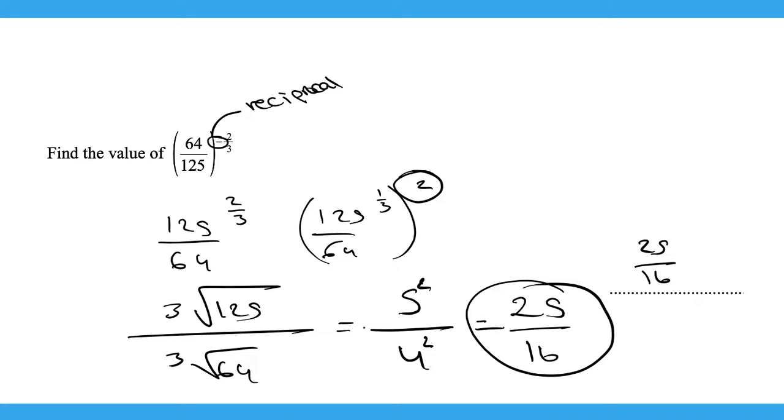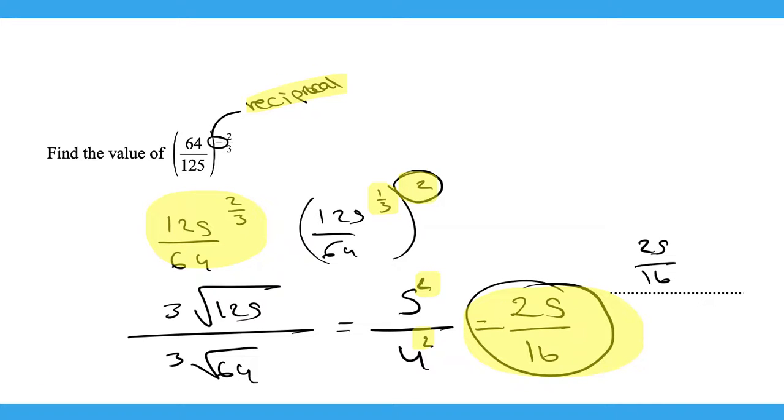So again, as you can see, we've worked through this step by step. We found the reciprocal first to get this. Then we've split up the 2/3 to 1/3 and then 2. We found the cube root and then we squared it at the end to get our final answer.